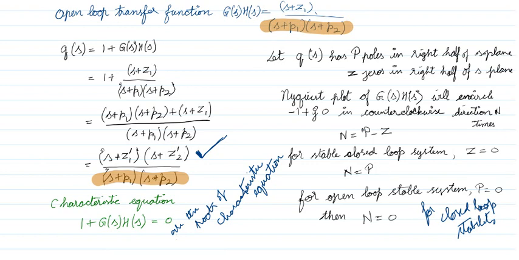Next condition. If I say the open loop system is also stable, what will happen? Open loop system is stable means none is in the right side. So P is equal to 0. P is nothing but the number of poles in the right half of the s plane. So P equal to 0. When P is equal to 0, n equal to 0. So for an open loop stable system, for the closed loop to be stable, n should be equal to 0. Now we come to the problem.